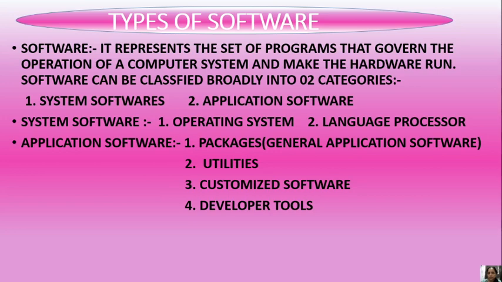So this software is important, as we have seen in the previous images. Now here there are mainly two categories, system software and application software. First is system software. There are two parts again, operating system and language processor. And application software has four parts: first, packages or general application software; second, utility programs or utilities; third, customized software, or we can say business software; and fourth, developer tools, under which we will discuss libraries. So this is the concept here. Now we will talk about all of these one by one.